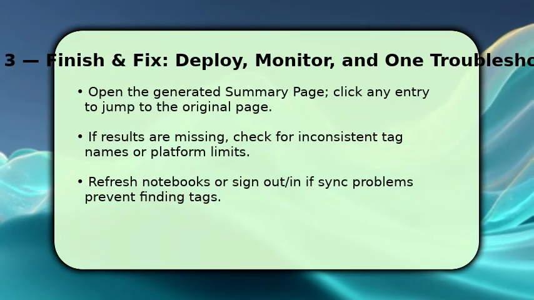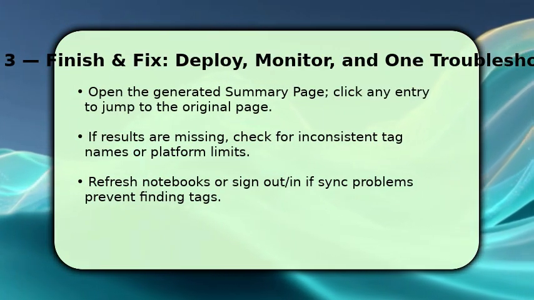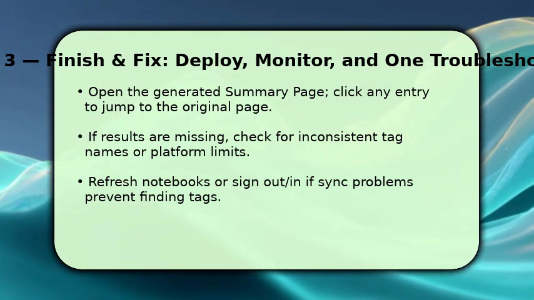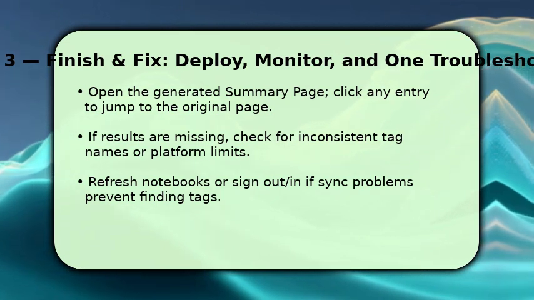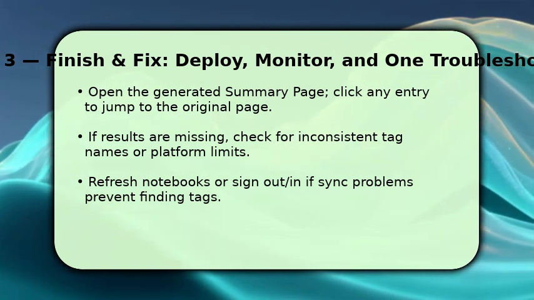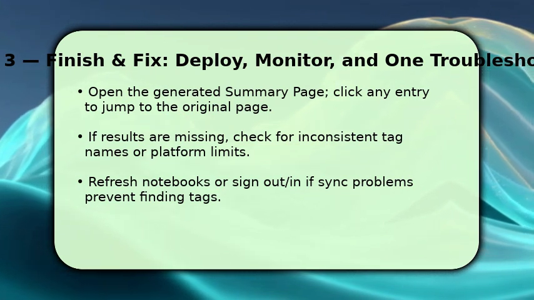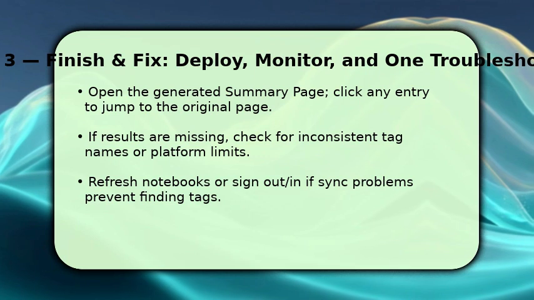The summary page lists each tagged note and provides links back to the original pages, so scan it and click to jump where needed. If you don't see expected tags, verify you used OneNote's built-in tags rather than bold text or custom labels. Inconsistent tag names split results.